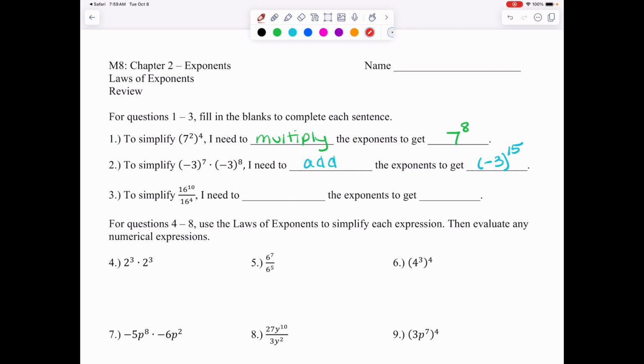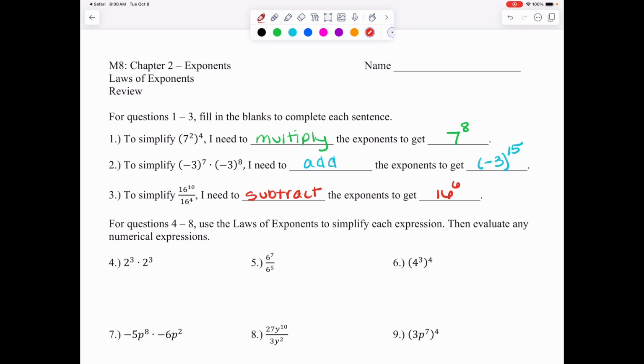In number 3, to simplify 16 to the 10th over 16 to the 4th, when we see a fraction like this, it is division. If we're multiplying, we add the exponents, so it makes sense that when we're dividing, we would subtract the exponents. Again, we keep that base, which is 16, and 10 take away 4 would be 16 to the 6th. So that's a quick review of each of the 3 rules that we've learned.